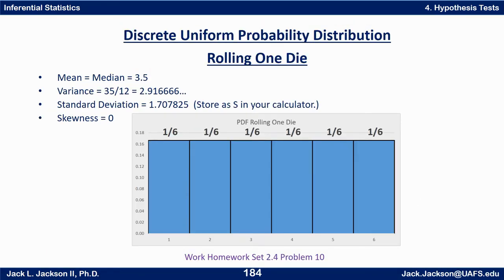So we have a discrete uniform probability distribution of rolling one die. The mean, median are the same, 3.5. The variance is 35/12, or about 2.916 with the 6 repeating. The standard deviation is approximately 1.707825, which we've stored as S in the calculator. The skewness is 0 because it is a perfectly symmetric distribution.